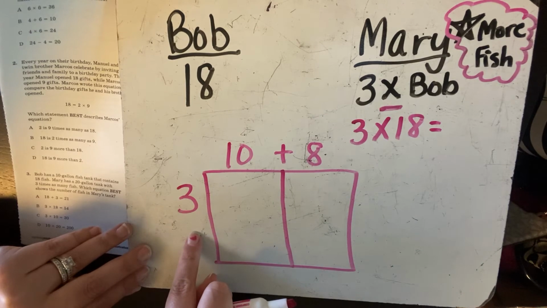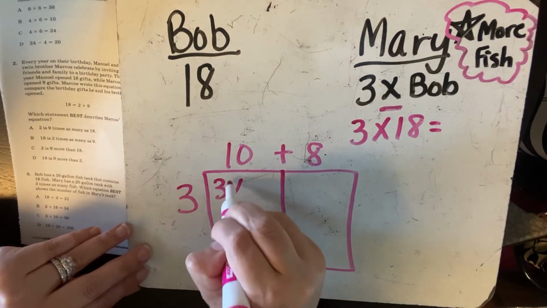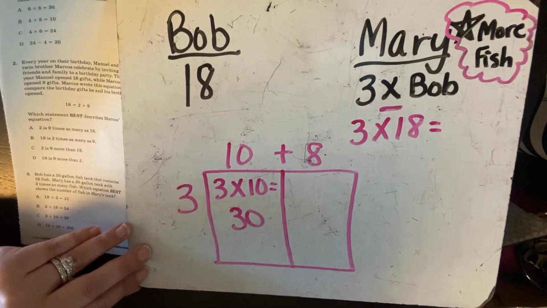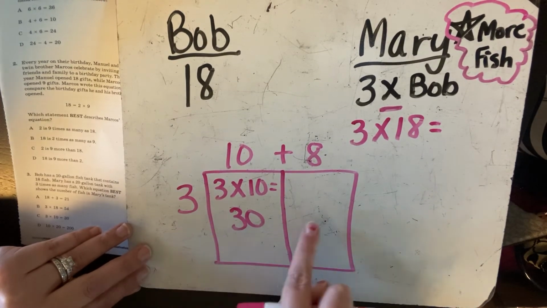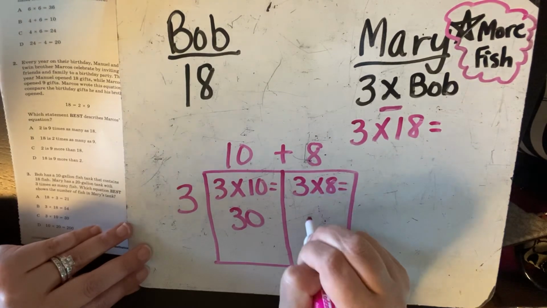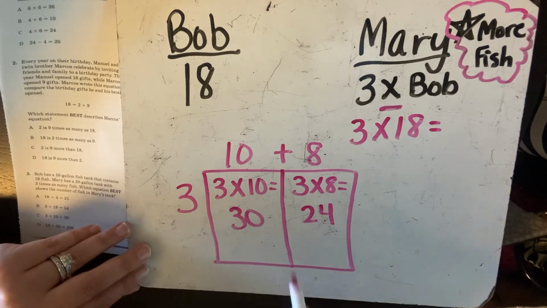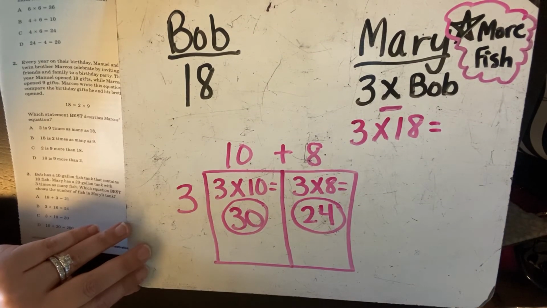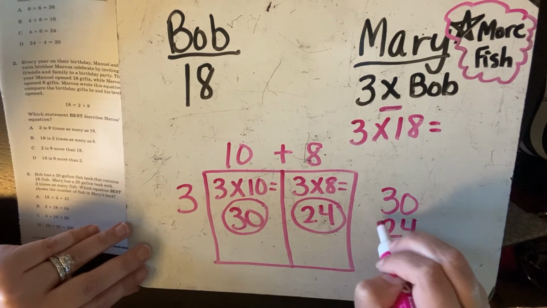So in my first box, I want to multiply 3 times 10, which we know is 30. Go to your second box and multiply 3 times 8, which we know is 24. And what do we call these two numbers right here? Those are our partial products. Add them together to get your final answer.